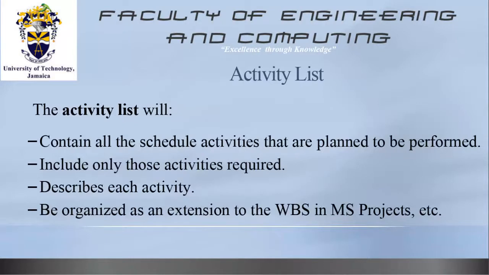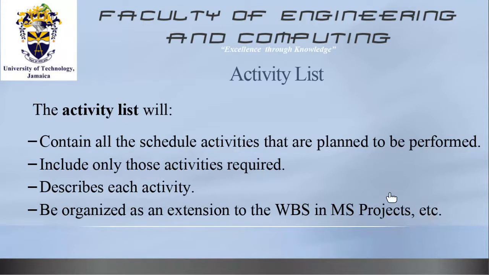So activity lists will contain all the scheduled activities that are planned to be performed. It includes only those activities required. It describes each activity, and it has to be organized as an extension of the WBS in Microsoft Project or whichever project management software that we're using.